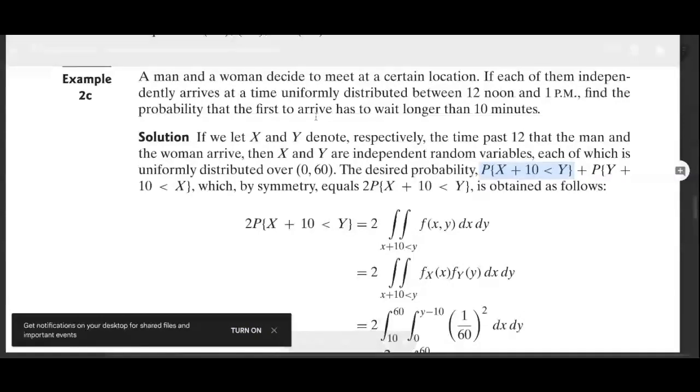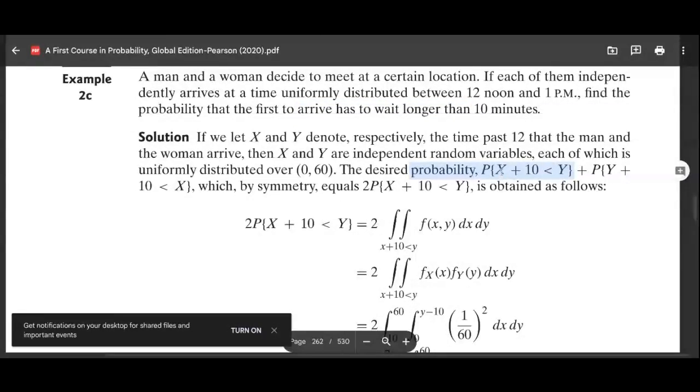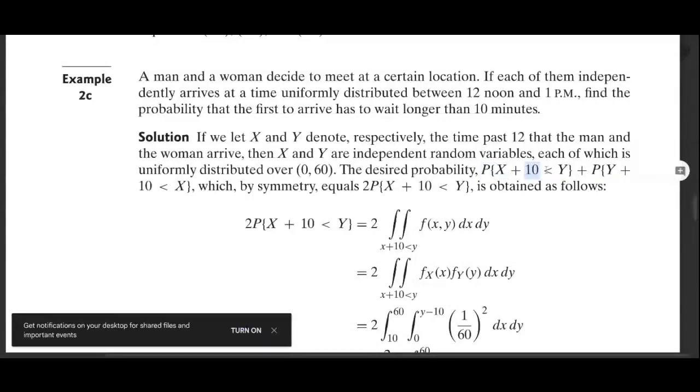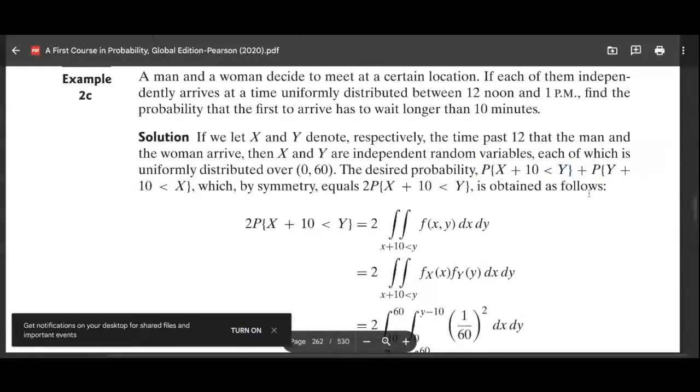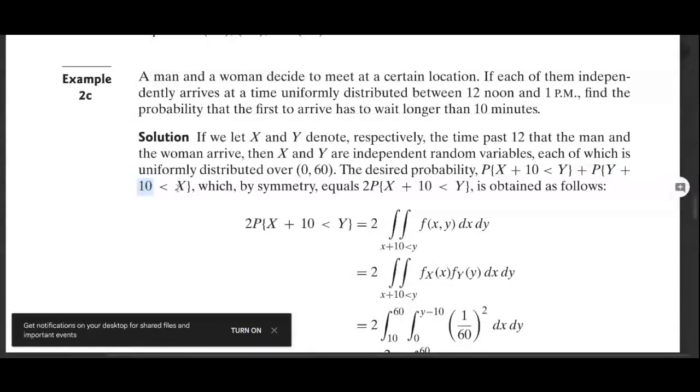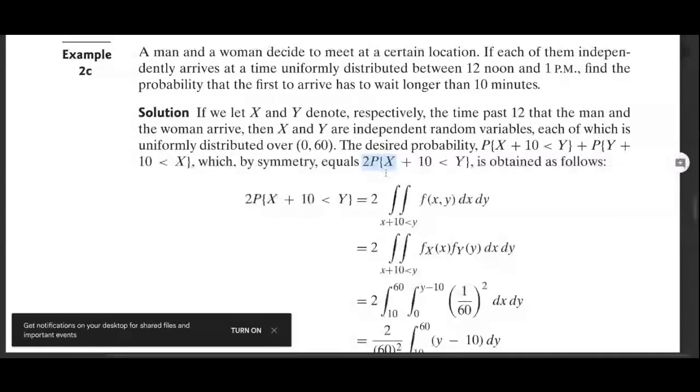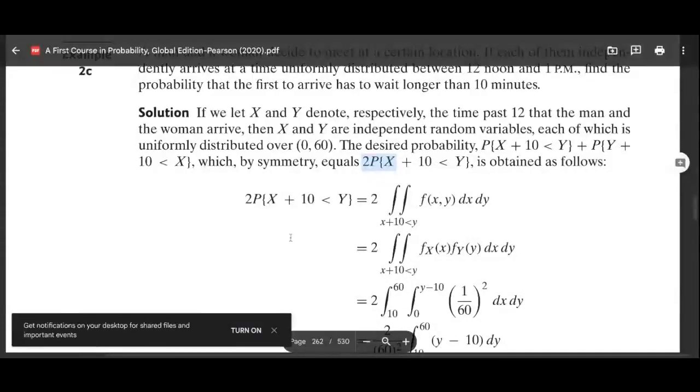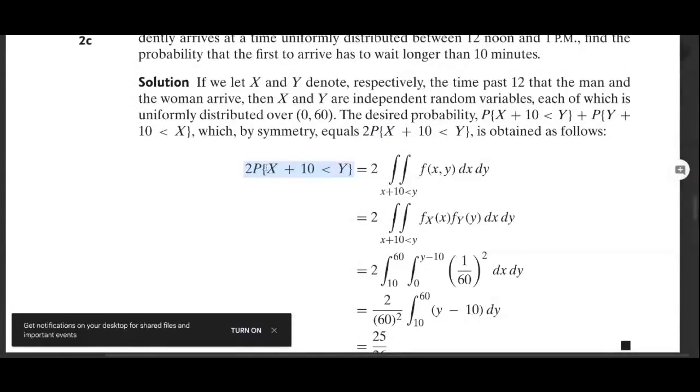The desired probability: we want to find the probability that the first to arrive has to wait longer than 10 minutes. So it means the probability of either a woman waiting longer than 10 minutes than the man, or a man waiting longer than 10 minutes, the opposite way. By symmetry this equals 2 times P of X plus 10 less than Y, or the other way around, 2 times P of Y plus 10 less than X. So then we get this. Let's see, what do we get?